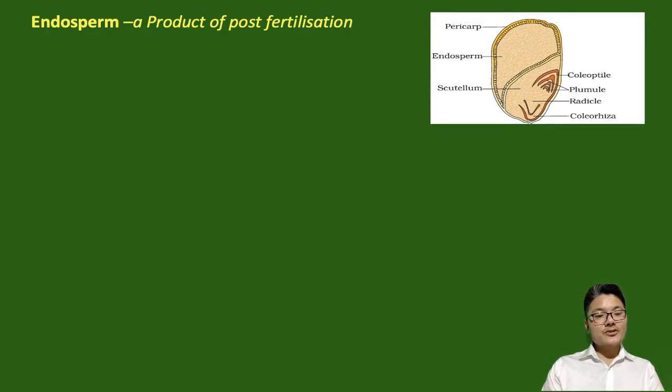Endosperm. Endosperm is a product of post-fertilization. After the occurrence of double fertilization in sexually reproducing flowering plants, there is formation of zygote, which will be developing into embryo, and the developing embryo will be nourished by endosperm. Endosperm is formed from primary endosperm cell.